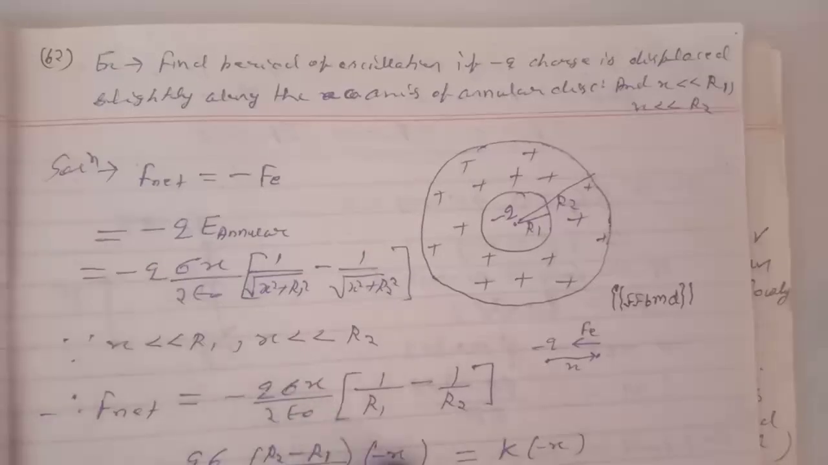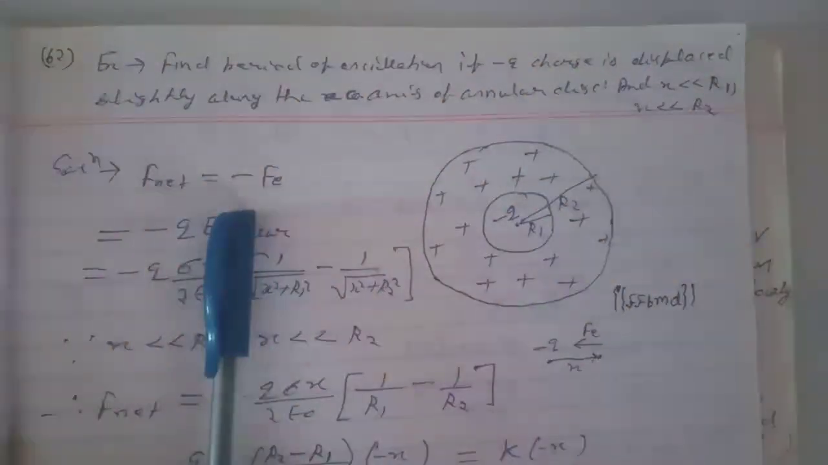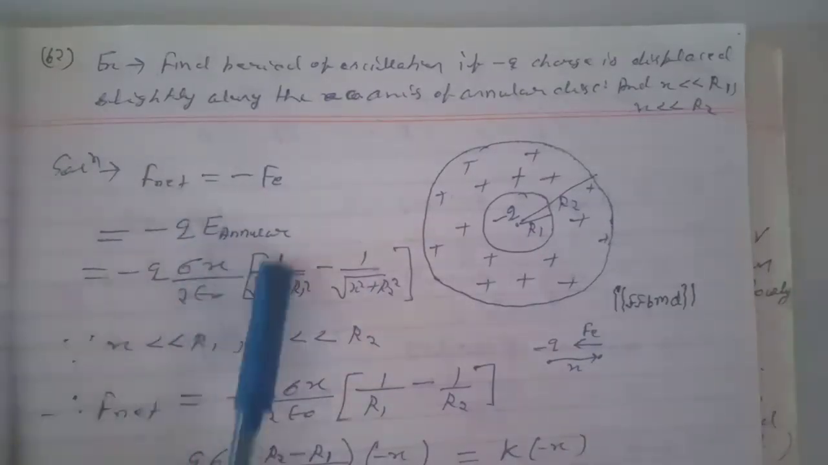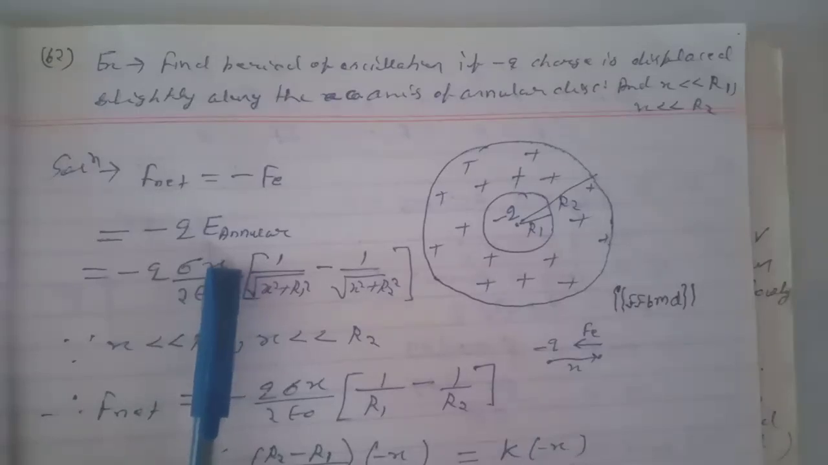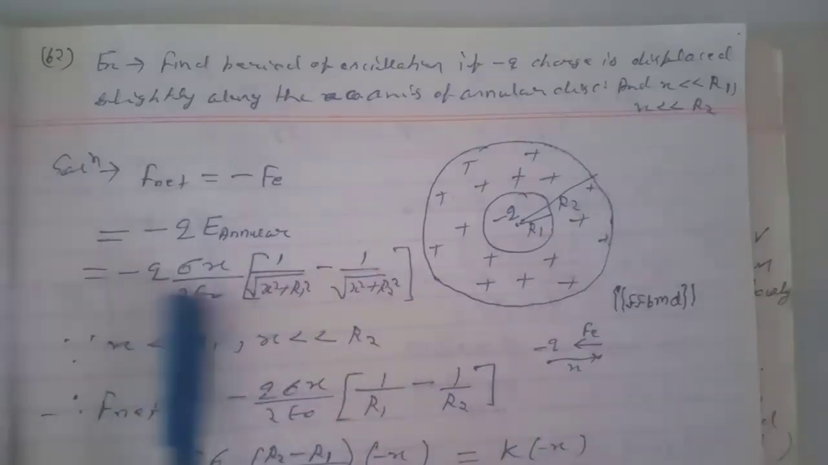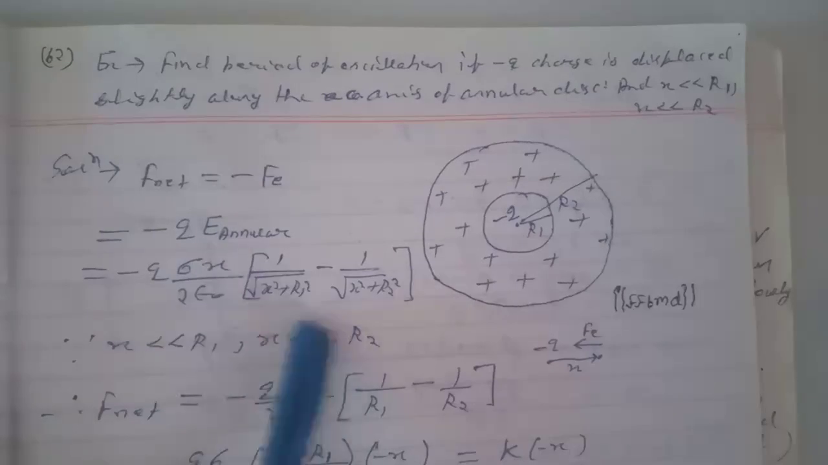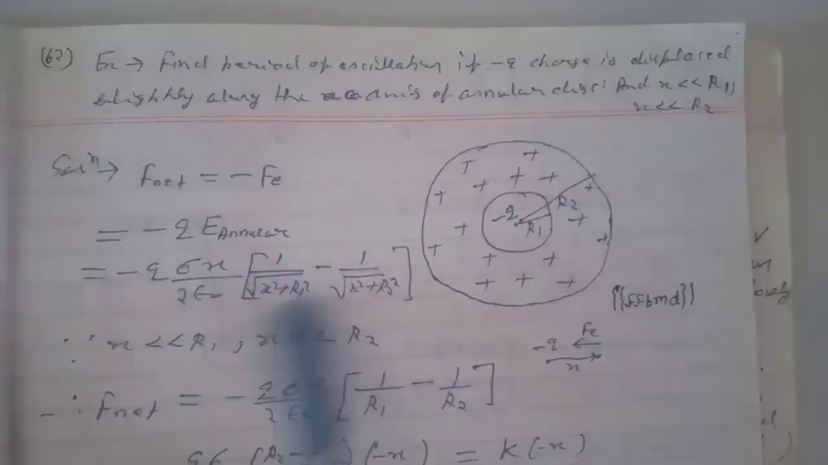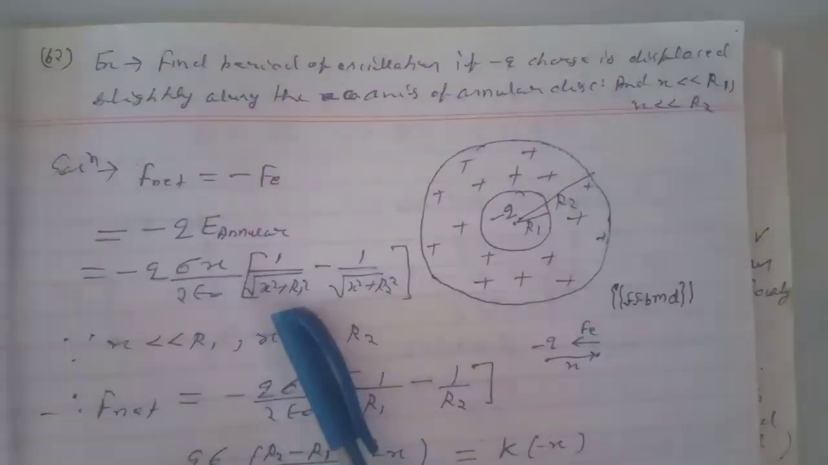Here F net will be equal to minus of Fe, or minus of q into E annular, or minus of q into sigma x by 2 epsilon naught into 1 by under root of x square plus r1 square minus 1 by root of x square plus r2 square. We have calculated this formula earlier.